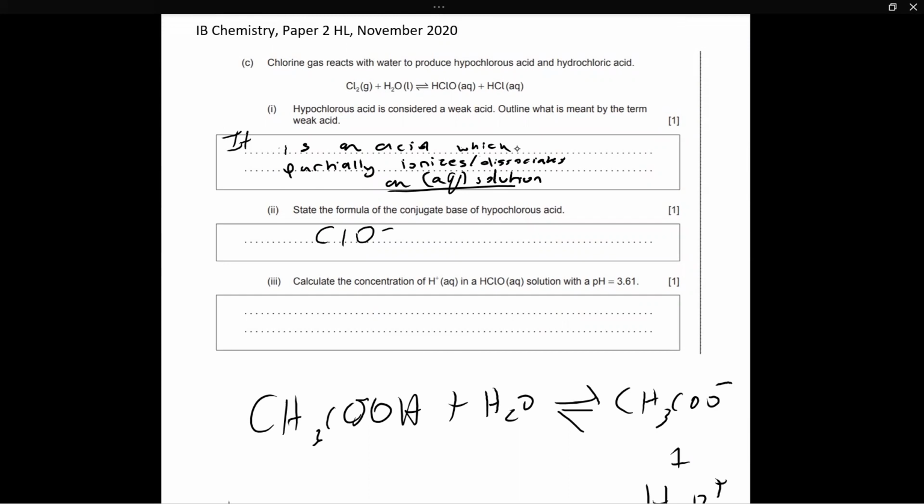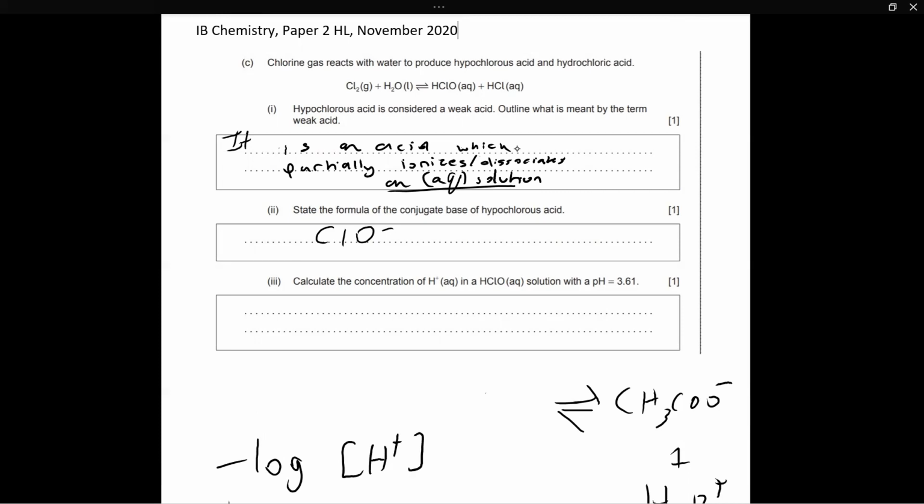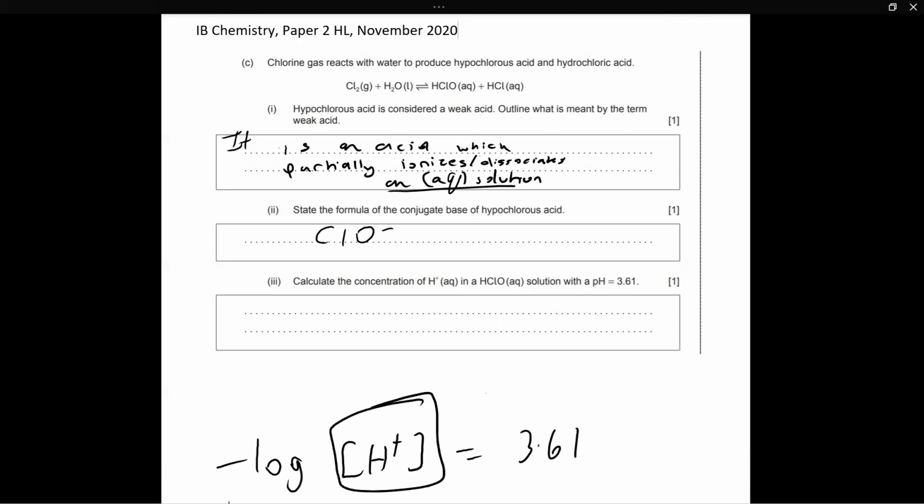Next part. Calculate the concentration of H+ in a HClO solution with a pH of 3.61. Now, I'm sure all of you are quite familiar with how to calculate pH if you have the concentration of H+. You just do negative log of the concentration of H+, and then you will get the pH. But now they have given you the pH and they're asking you to calculate the concentration. So the pH is equal to 3.61, and they're asking us to calculate the concentration.